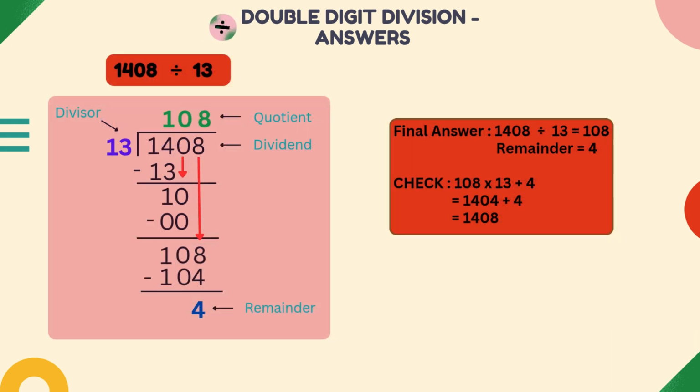For 1408 divided by 13, quotient is 108 and remainder 4. We can check this also. 13 times 108 equals 1404. Add remainder 4. Total is 1408, which is the dividend.